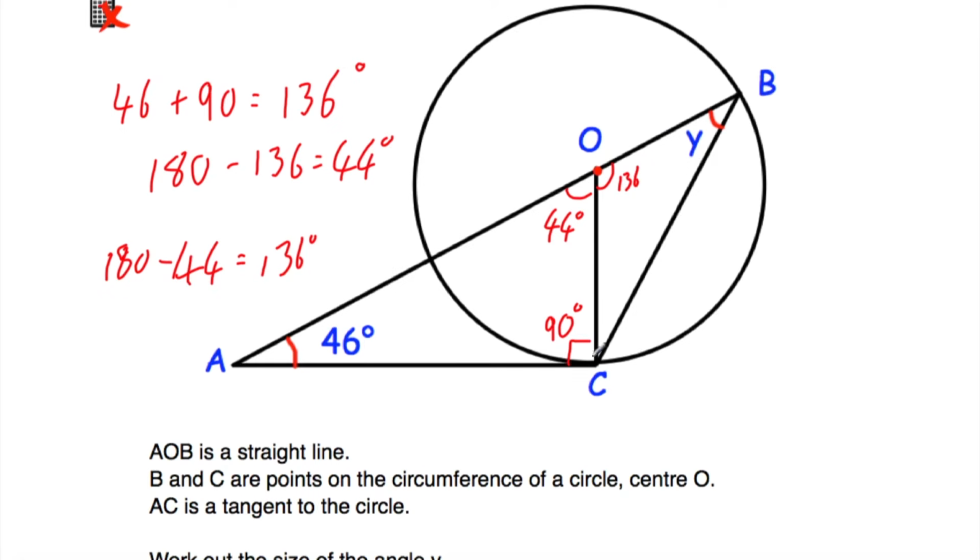Now we've got this triangle. We've got OB, which is a radius, and OC, which is a radius. So this is an isosceles triangle. So if we take our 136 away from 180, so 180 take away 136 is equal to 44. That means that these two angles add together to be 44. So if we then do 44 divided by 2, that's equal to 22 degrees. So that means that Y is 22 degrees.